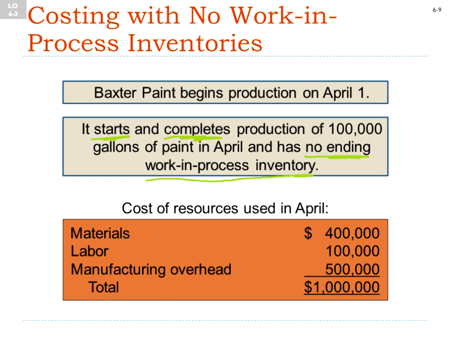It tells us that we used 400,000 of materials, 100,000 of labor, and 500,000 of overhead, with a grand total of $1 million of resources used in April.